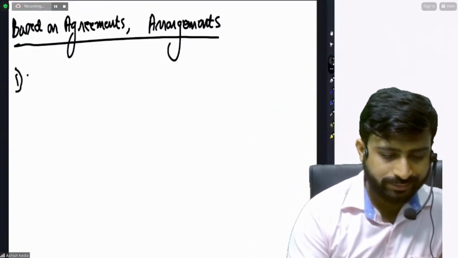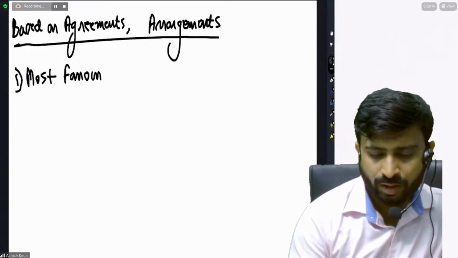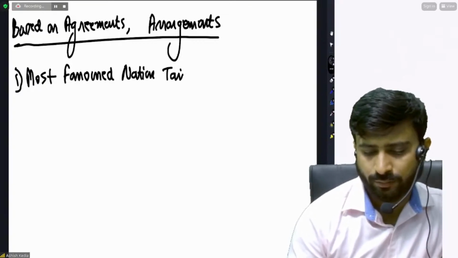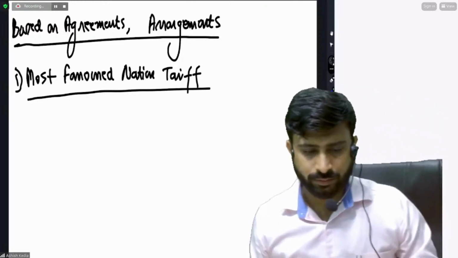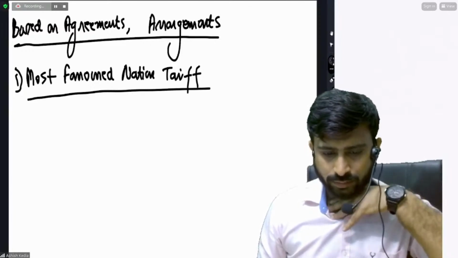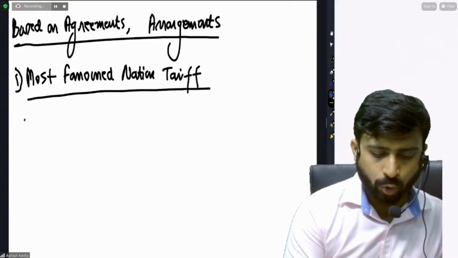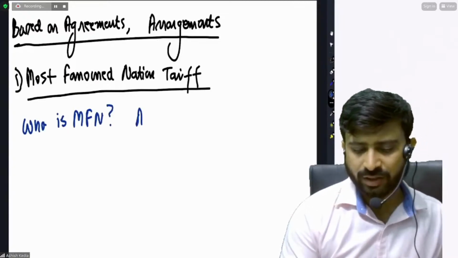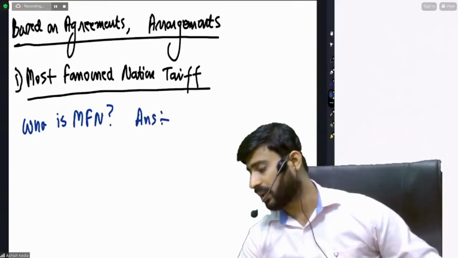Number one is most favored nation tariff. What is most favored nation? Who is most favored nation? Answer: every country who is basically member of WTO, World Trade Organization.